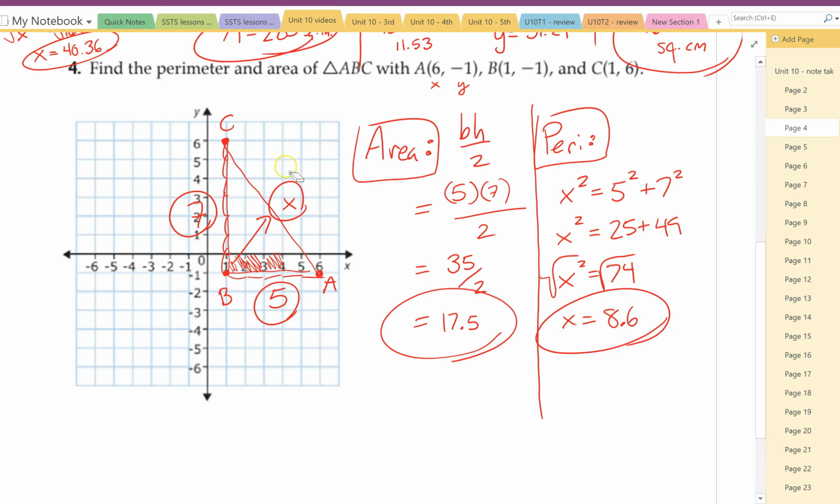So if I want the perimeter, I'm going to replace this x with an 8.6. Now I have 7 plus 5 plus 8.6. What would that be? Well, 7 plus 5 is 12. 12 plus 8 is 20, plus that extra 0.6 there. So the perimeter around this triangle would be 20.6.